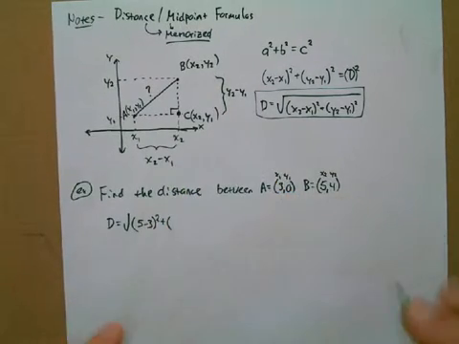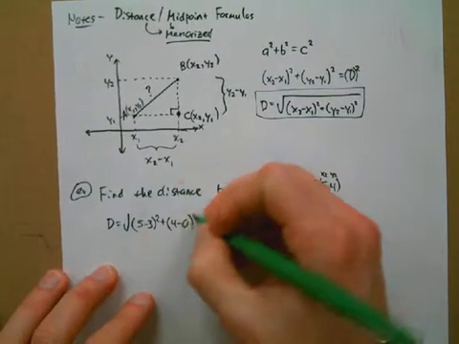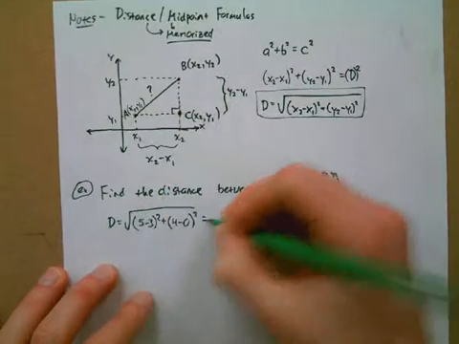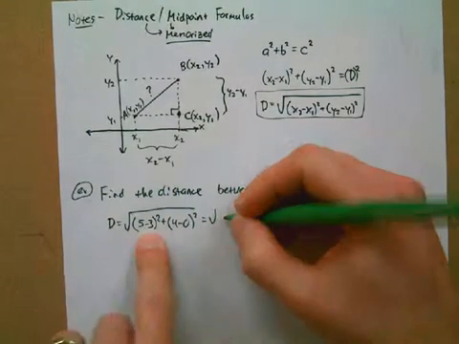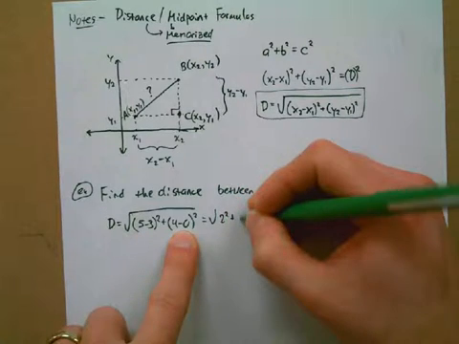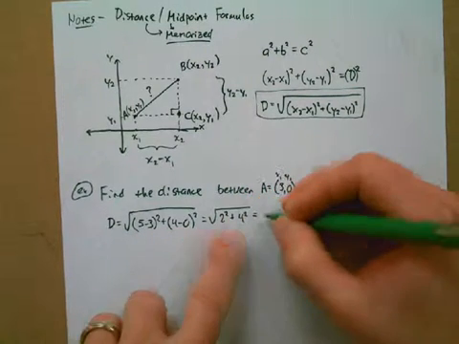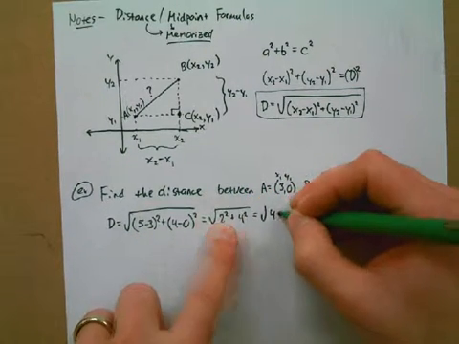So let's see here. 5 minus 3, that's going to be 2 squared. 4 minus 0 is 4 squared. That's going to be 4 plus 16, squaring the 2 and squaring the 4. And that equals the square root of 20.